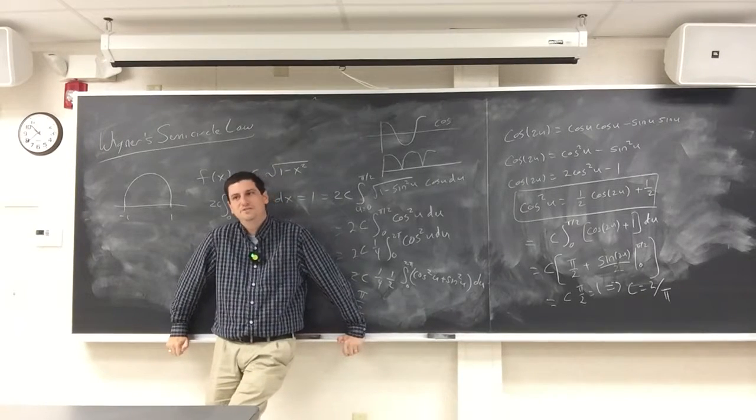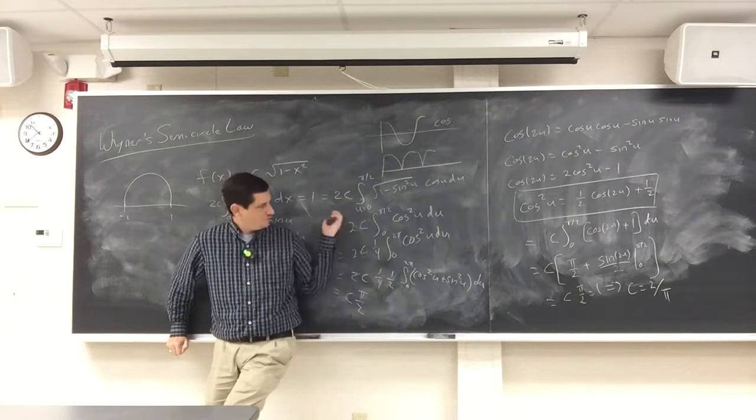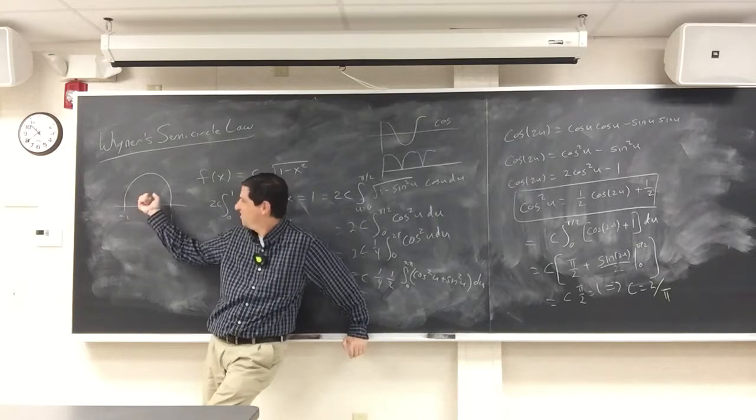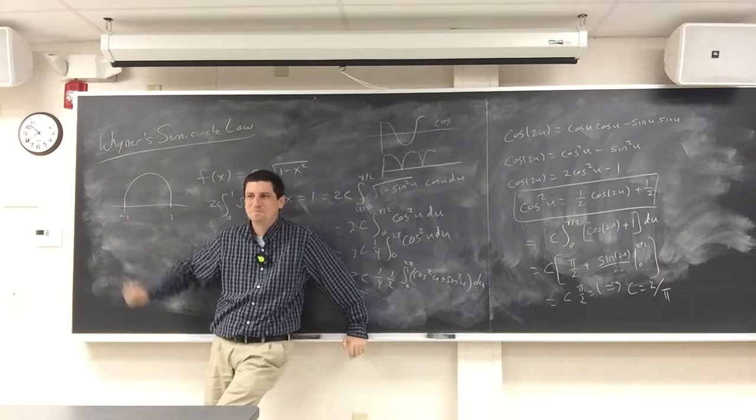Which proof is better? This proof or that proof? The one where you look at the circle. Okay, the one where you look at the circle. Yeah.